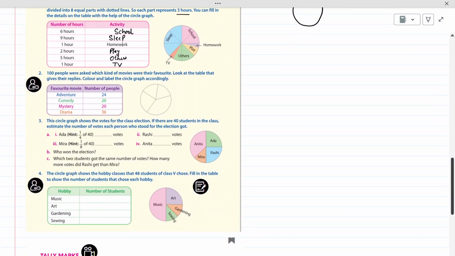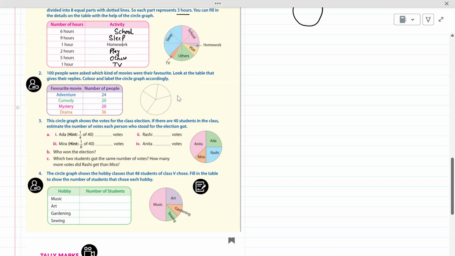Now, let's move to the second part. 100 people were asked which kind of movies were their favorite. So now the whole circle will represent 100 here, first of all. Now, look at the table that gives their replies, color and label each circle graph accordingly. Now, a total of 100 people were asked. So this circle in total will represent 100 people. This is the favorite movie. The type of movies: 24 people like adventure movies, 20 people like comedy movies, 20 like mystery movies, and 36 people like dramas. And on the basis of this, we have to fill in this information.